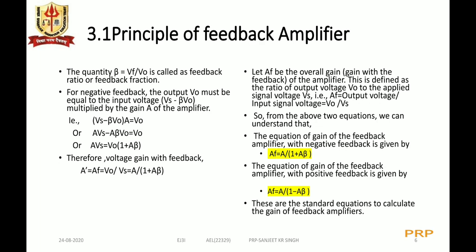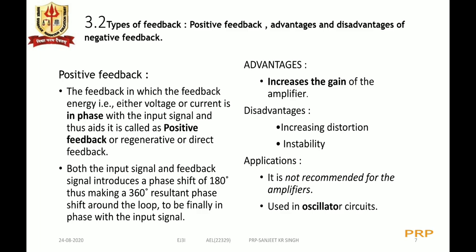So from the above two equations, we can understand that the equation of the gain of the feedback amplifier with negative feedback is given as AF is equal to A divided by 1 plus A beta, and for positive feedback, the gain of the amplifier with feedback is AF equal to A, the open loop gain, divided by 1 minus A times beta. So these are two standard equations to calculate the gain of the feedback amplifiers.